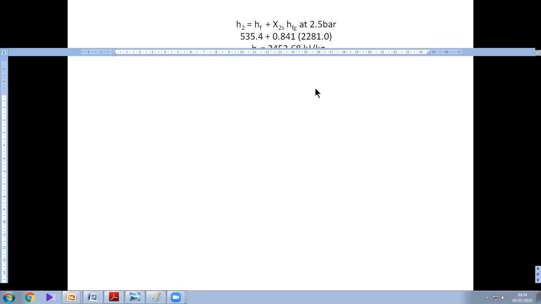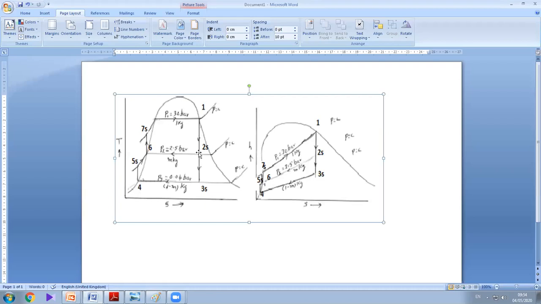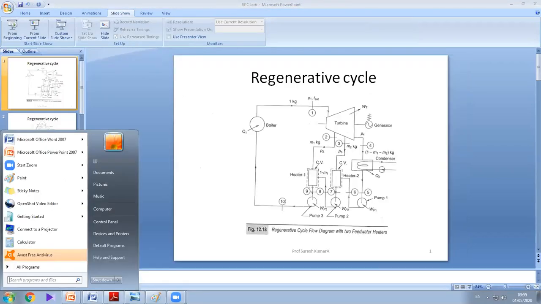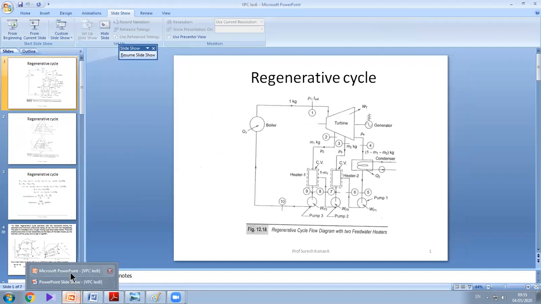Okay, so now see, H1 is found, H2 is found. Next I need to find H3. Okay, in a similar fashion I will find the H3 also. Here you need to note S1 is also equal to S3, isn't it? Because it's an isentropic process. S1 is equal to S2 is equal to S3. I will use that and I will find what is X3.